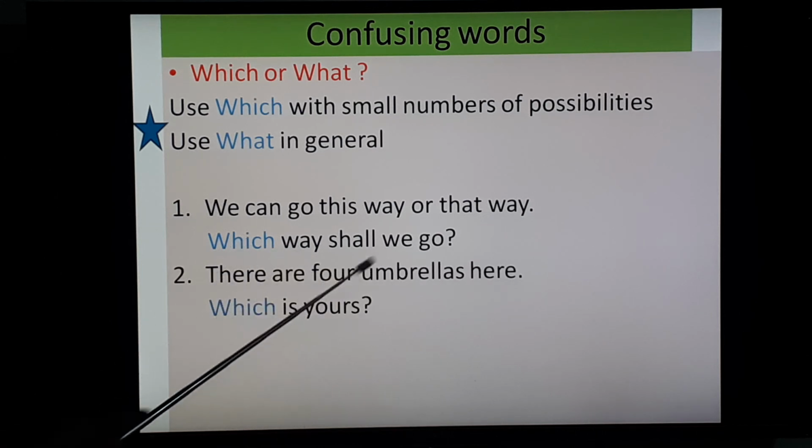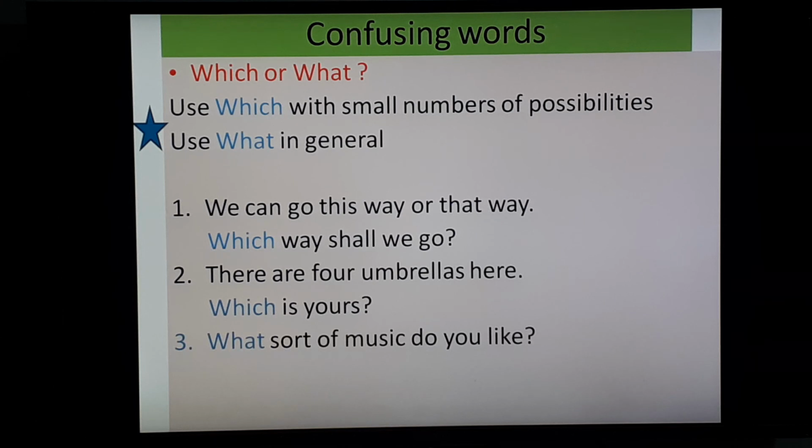Second, there are four umbrellas here. So, which is yours? Four is mentioned. So it is a small number of possibilities. That is why here the question is framed with which. Which is yours? Third one. What sort of music do you like? So, sort of music, kind of music. So that is in general. That is why here you have to ask with what, not with which.